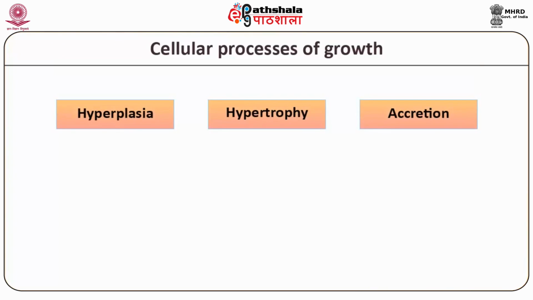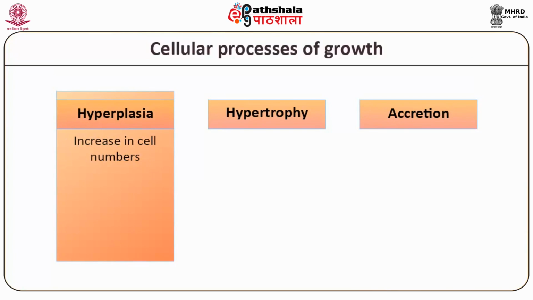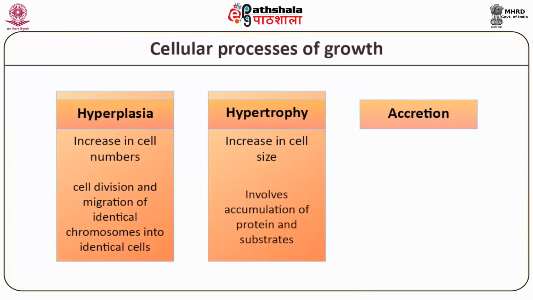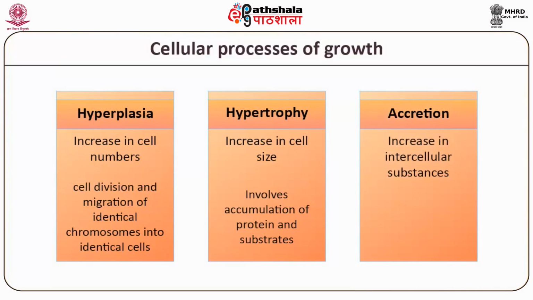Now, what is hyperplasia? Hyperplasia refers to increase in cell numbers through mitotic cell division. Replicated chromosomes migrate into functional and identical cells. Hypertrophy is increase in cell size by accumulation of protein and substrates. What is accretion? Accretion refers to increase in intercellular substances. These bind the cells in complex networks such as collagen. These processes occur simultaneously during growth, but the predominance of one process over another varies with age and the tissue involved.